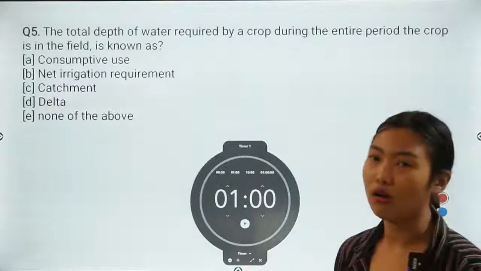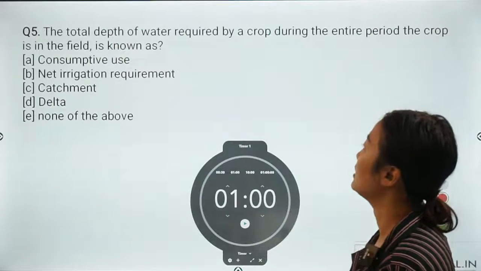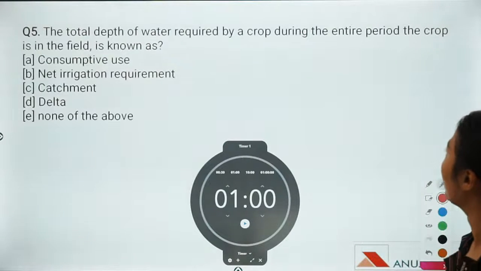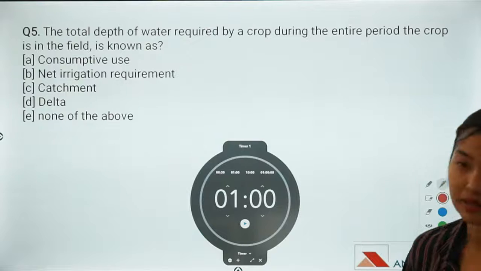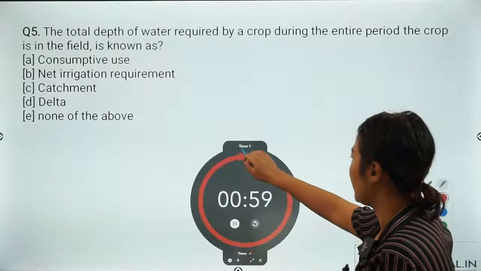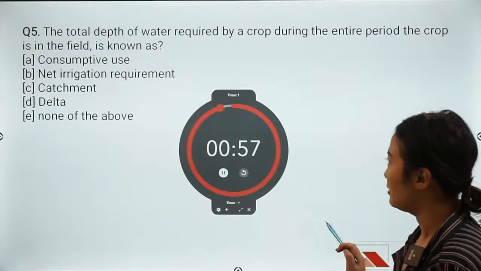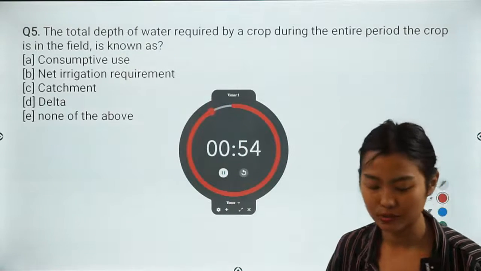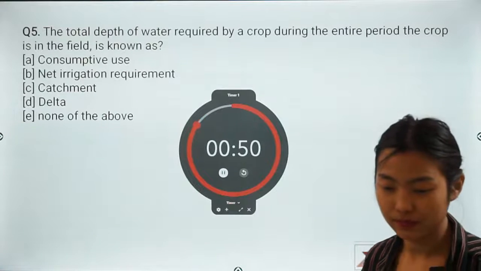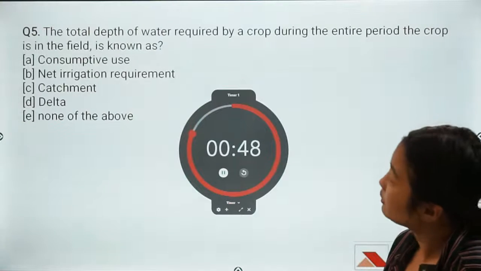Let's just go to our fifth question. The question here is: the total depth of water required by a crop during the entire period of the crop in the field is known as? Your time starts here. Think properly, it can be a bit tricky, this question, so answer it carefully. Okay, Nilesh is saying delta.